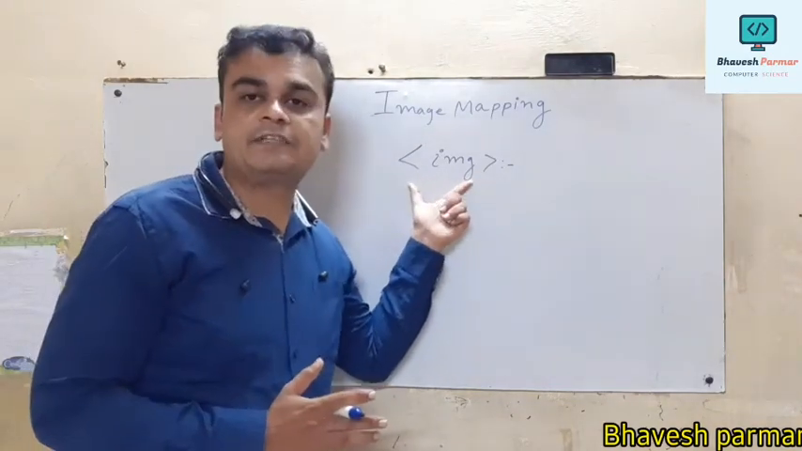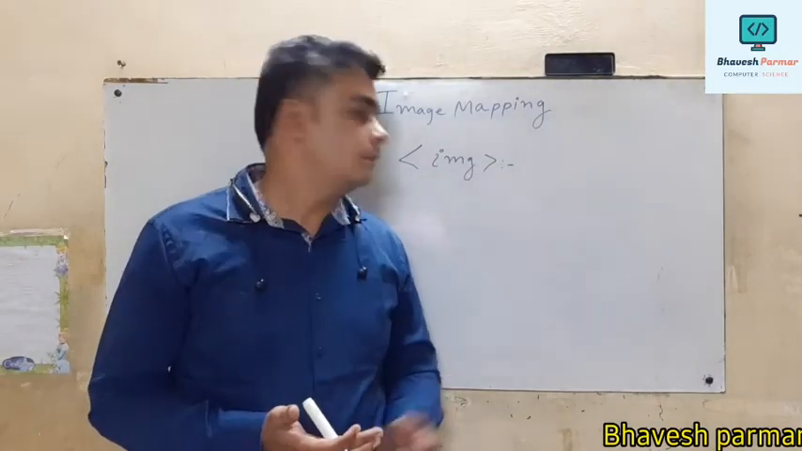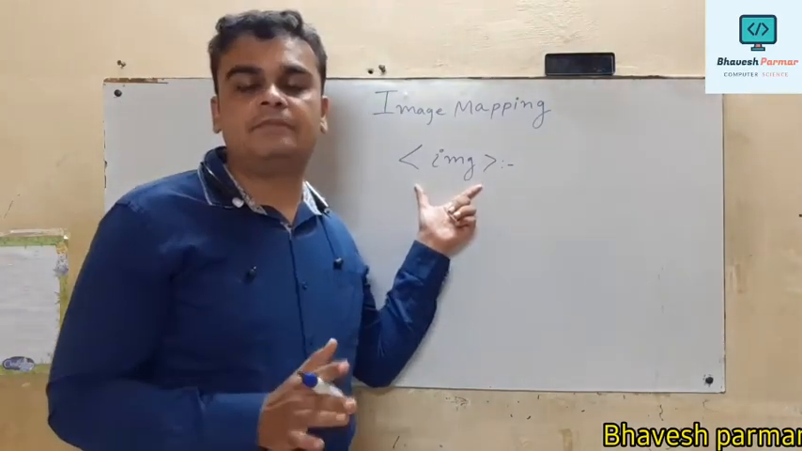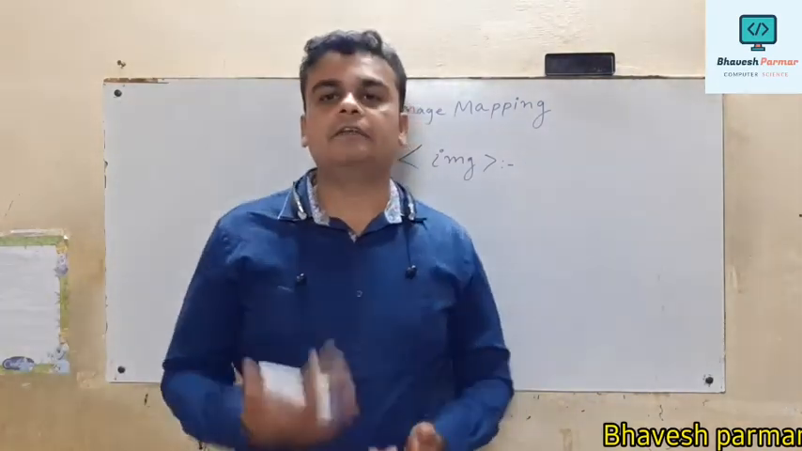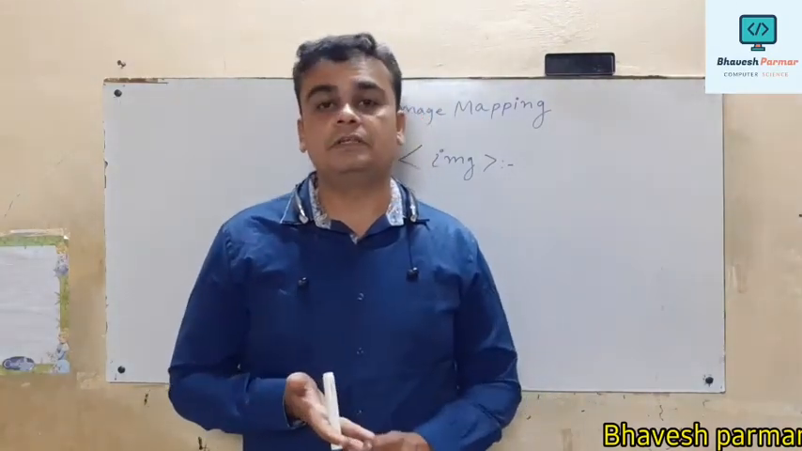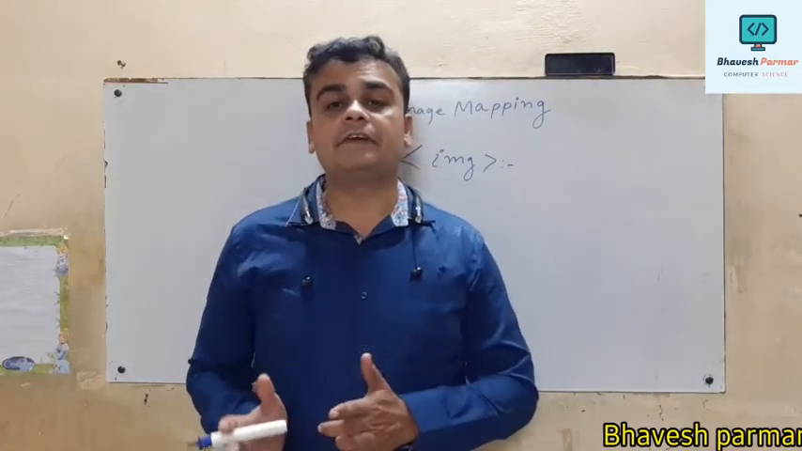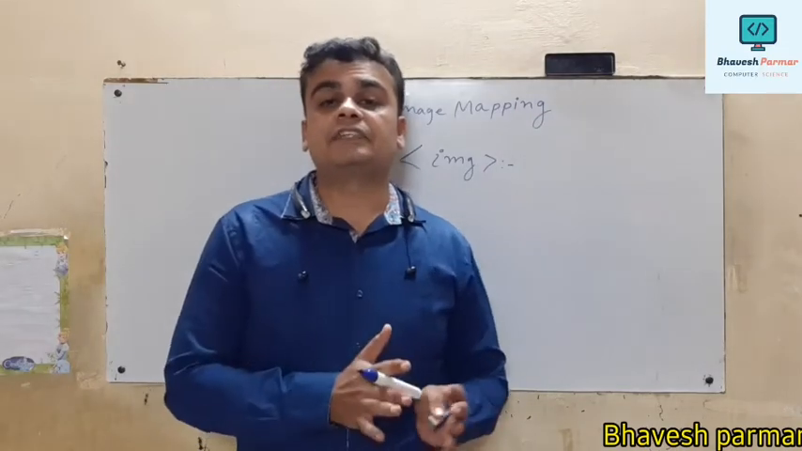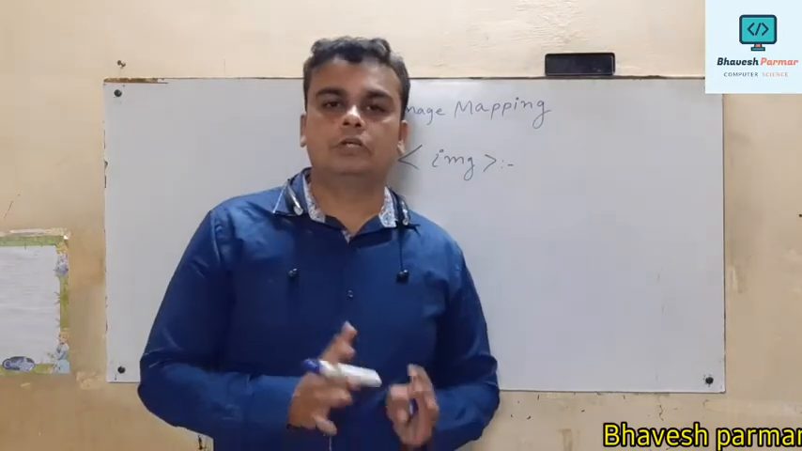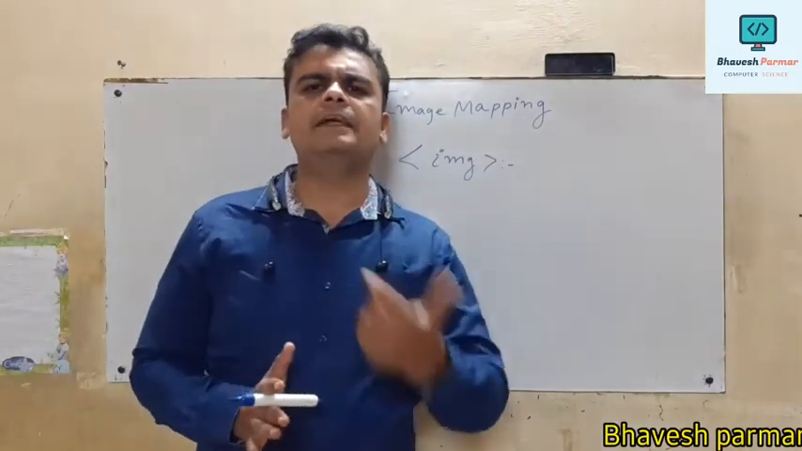So guys, the img tag is widely used to insert an image in a web page, and there are various image extensions supported by the img tag, and the most favorable extensions are jpg, jpeg, bmp, png, gif, tiff. These are the extensions mostly used by programmers in their programs. So guys, our today's concept is image mapping. Now what do you mean by image mapping?